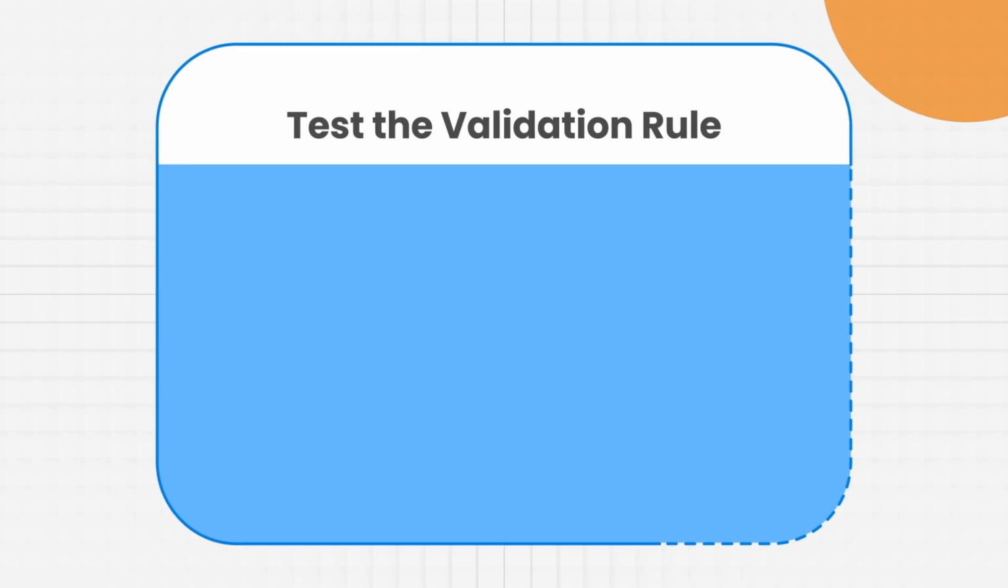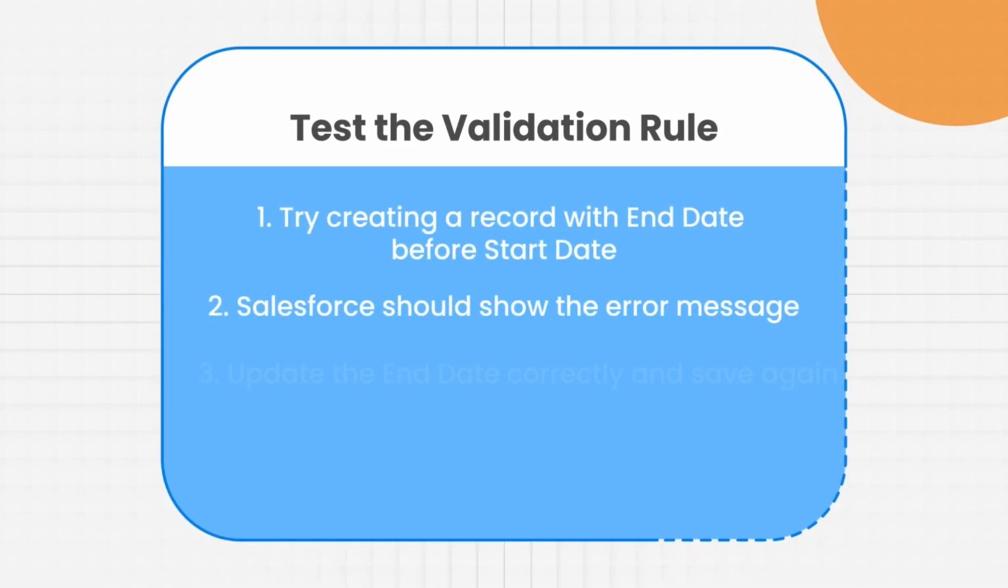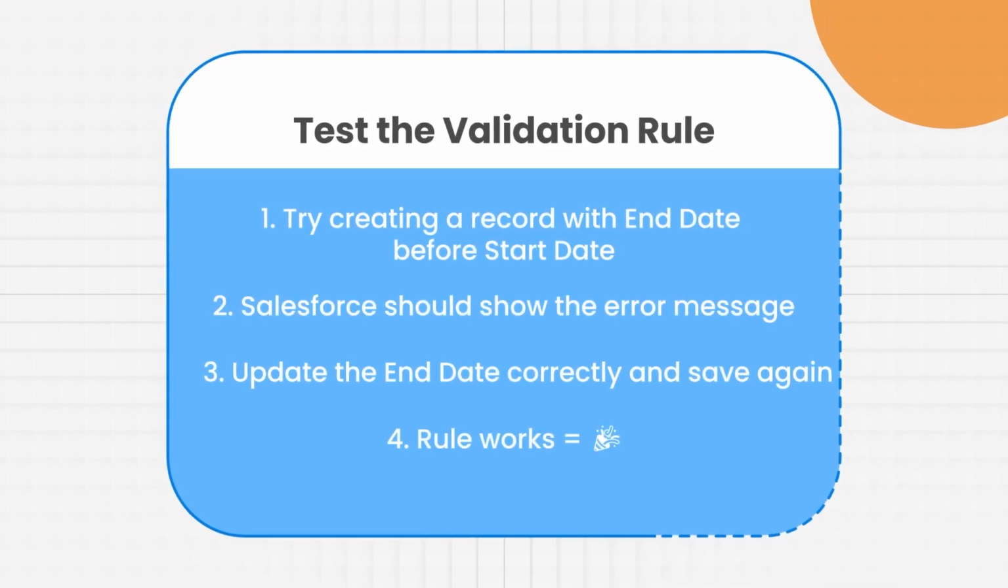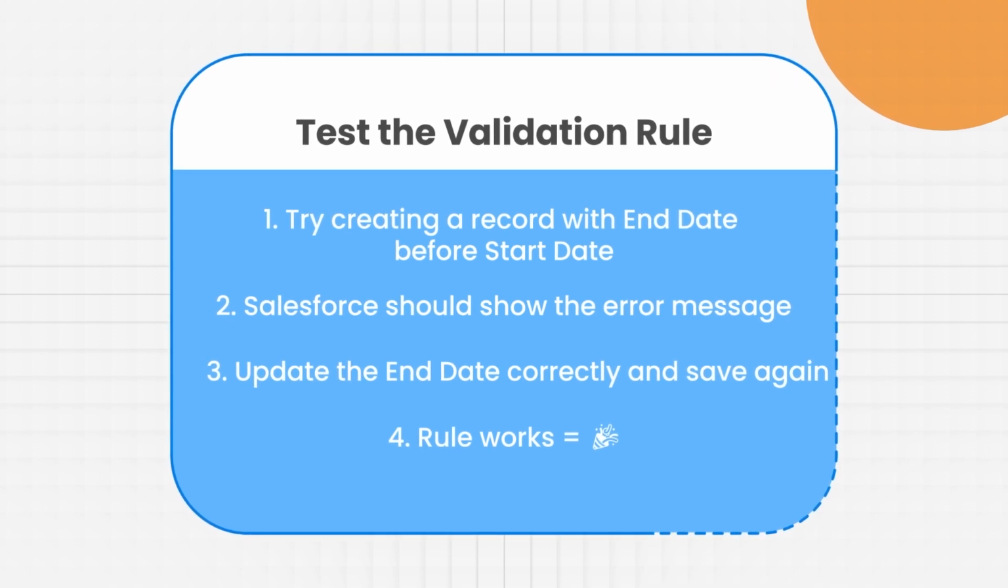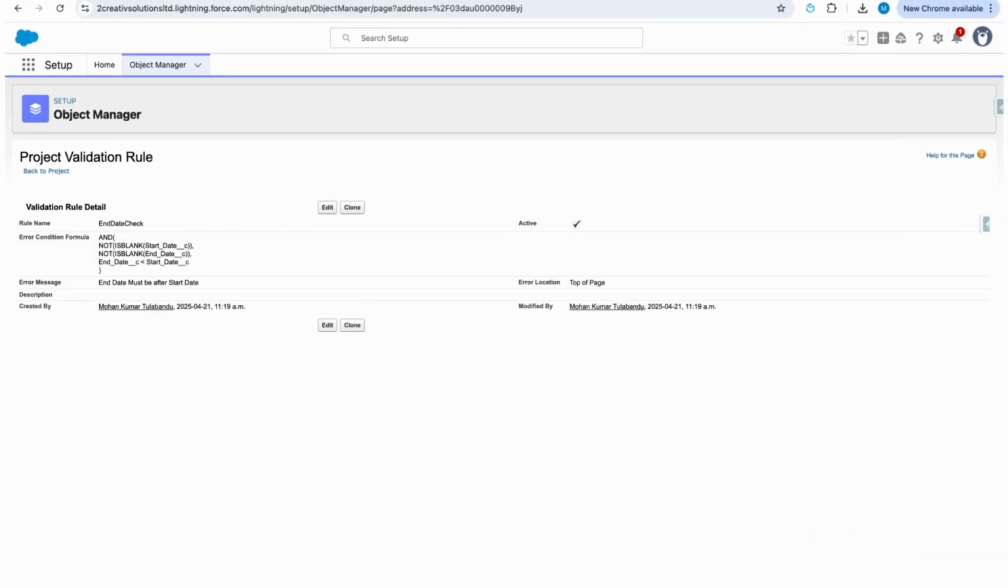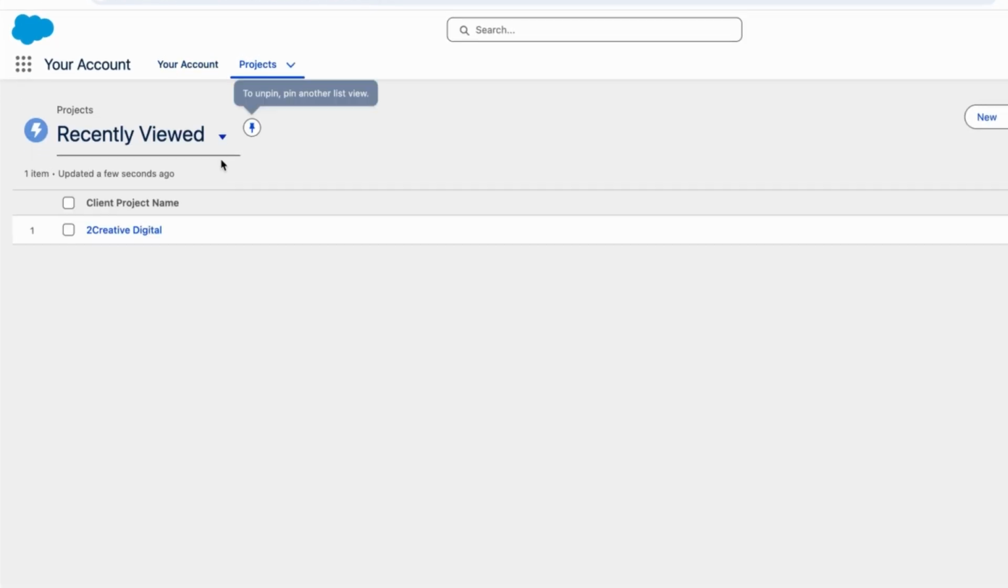Once the rule is created, it's time to test it out and make sure it works as expected. Now to test the validation rule, we have to follow the below steps. Let's try creating or editing a record where the end date is before the start date, and once you do so, you should immediately see the error message.